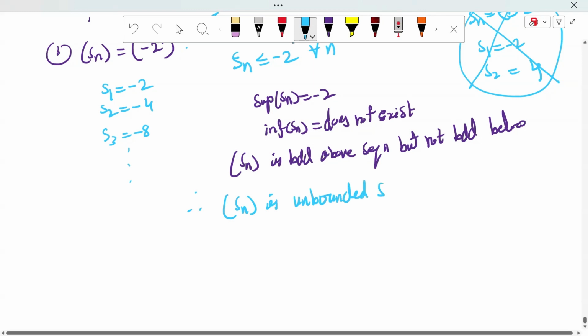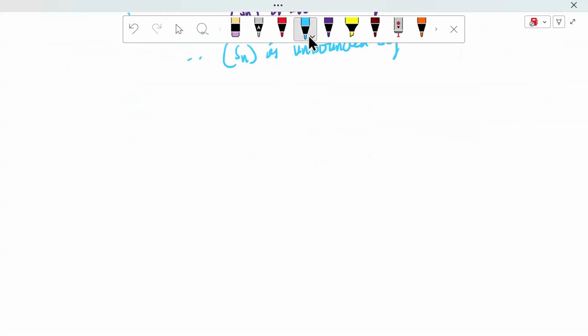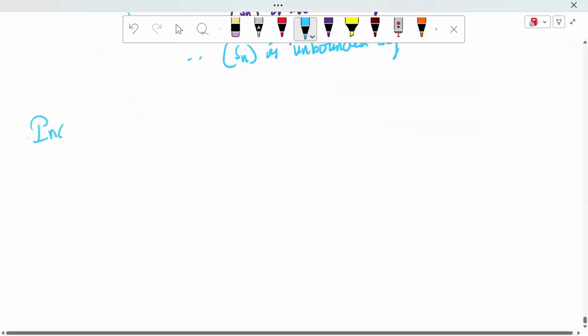Unbounded sequence. The next definition is the increasing sequence. What is the definition of an increasing sequence?